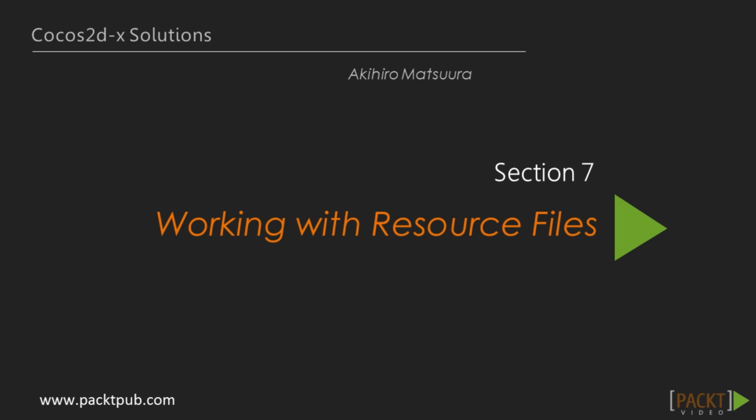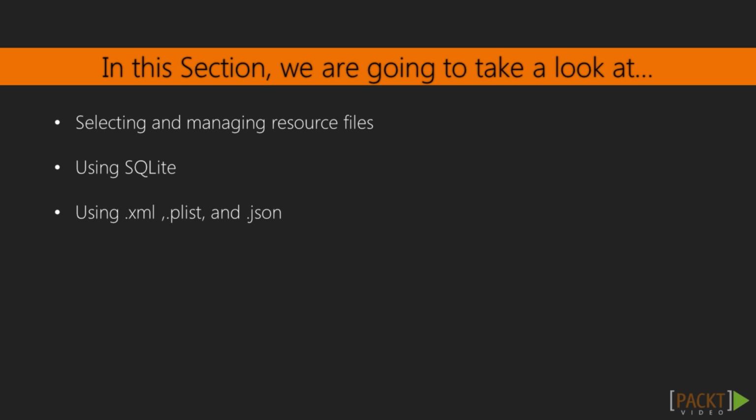Welcome to Section 7, Selecting and Managing Resource Files. The previous section gave us the information on playing the background music and sound effects. In this section, we will see how to work with resource files such as images and audio files. We will start by selecting and managing resource files. Then, we will learn how to use SQLite. In the end, we will learn how to use .xml, .plist, and .json files.